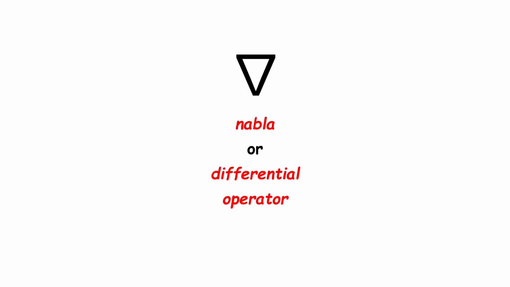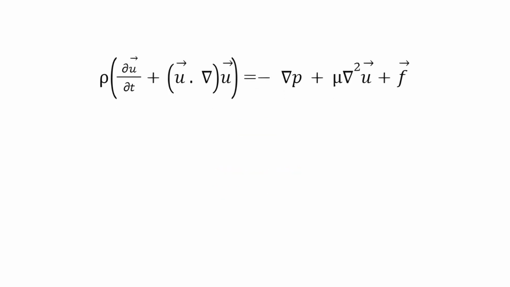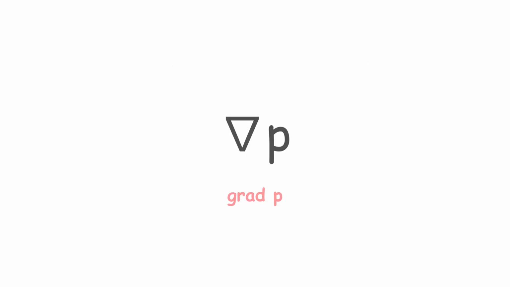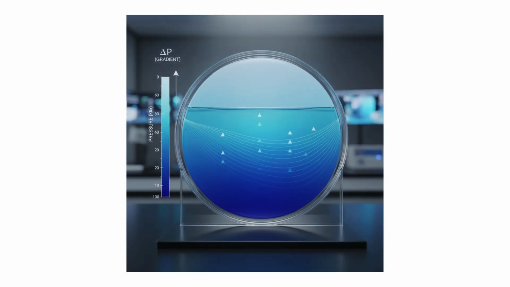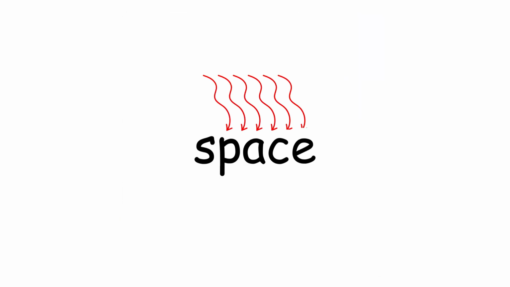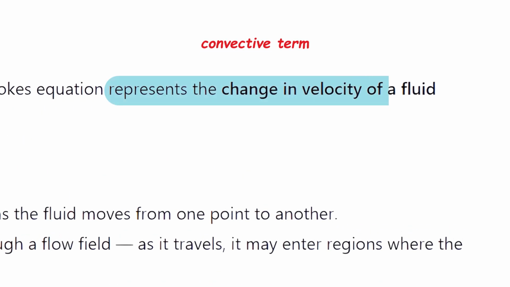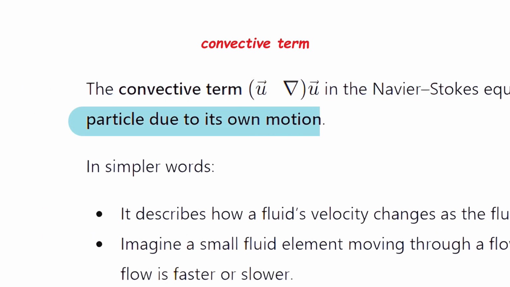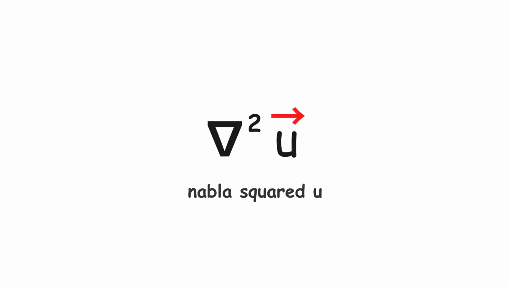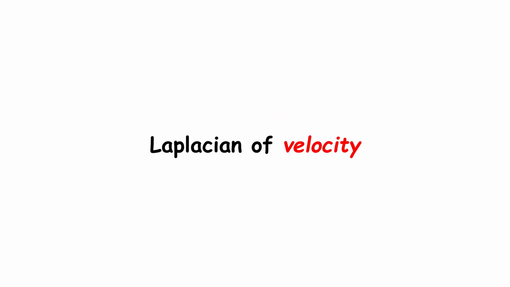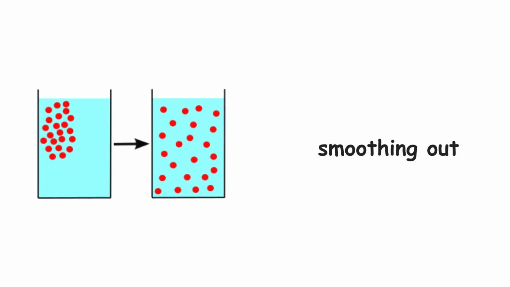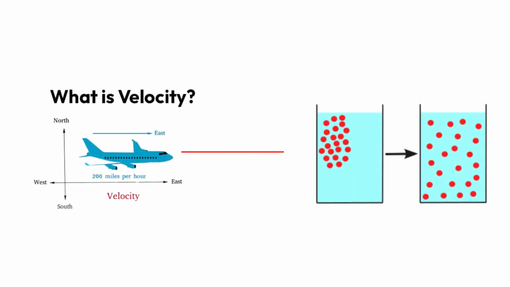The symbol nabla is called the differential operator. In the Navier-Stokes equations, it's used with different meanings depending on how it acts. Grad p, this is the gradient of pressure, indicating how pressure changes in space. U dot grad u, this is the convective term, representing the change in velocity due to the fluid's own motion. Nabla squared u, this is the Laplacian of velocity, measuring the diffusion or smoothing out of velocity due to viscosity.